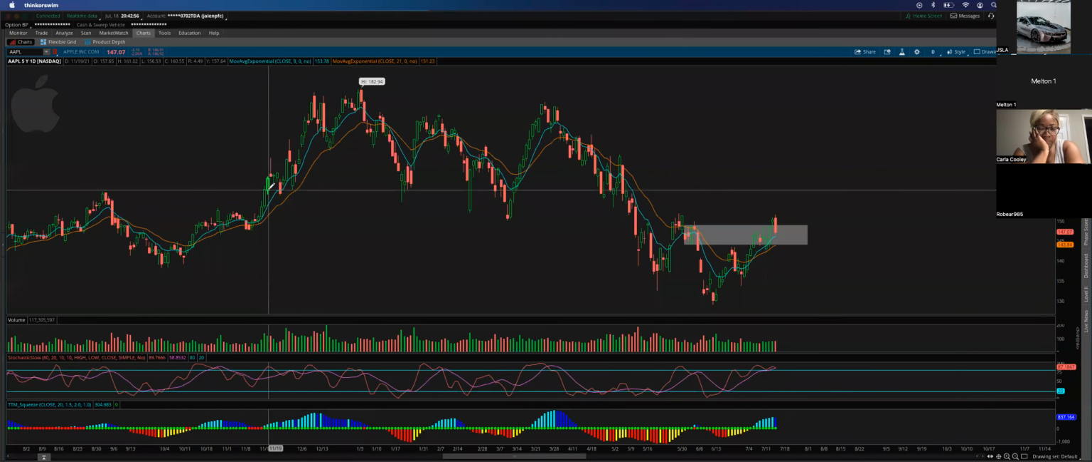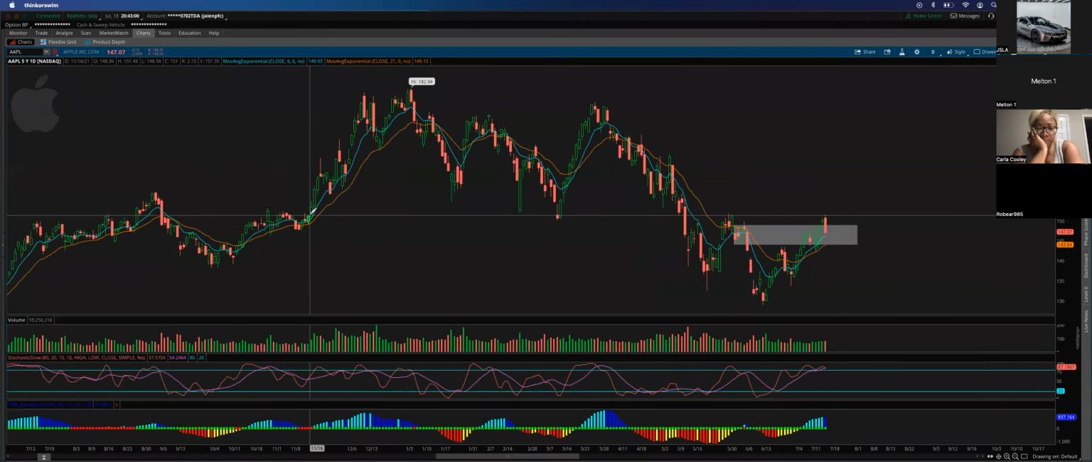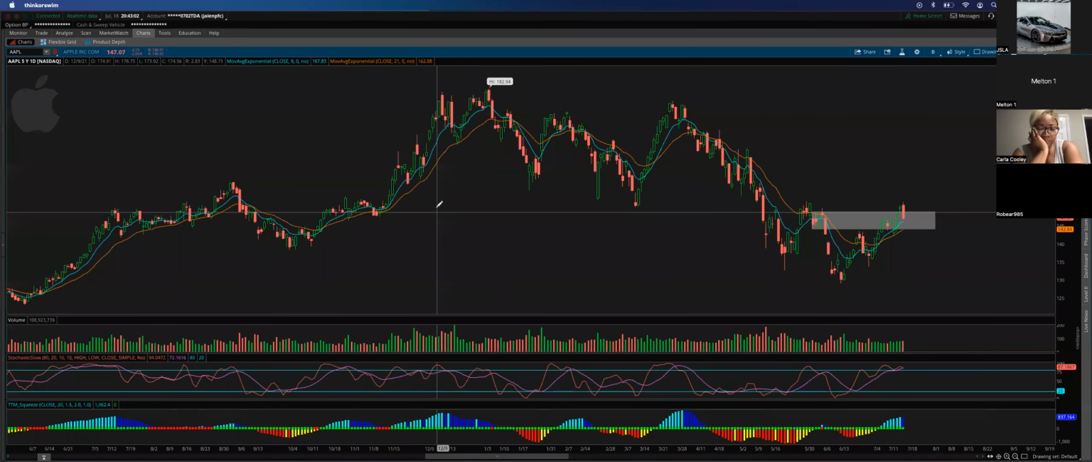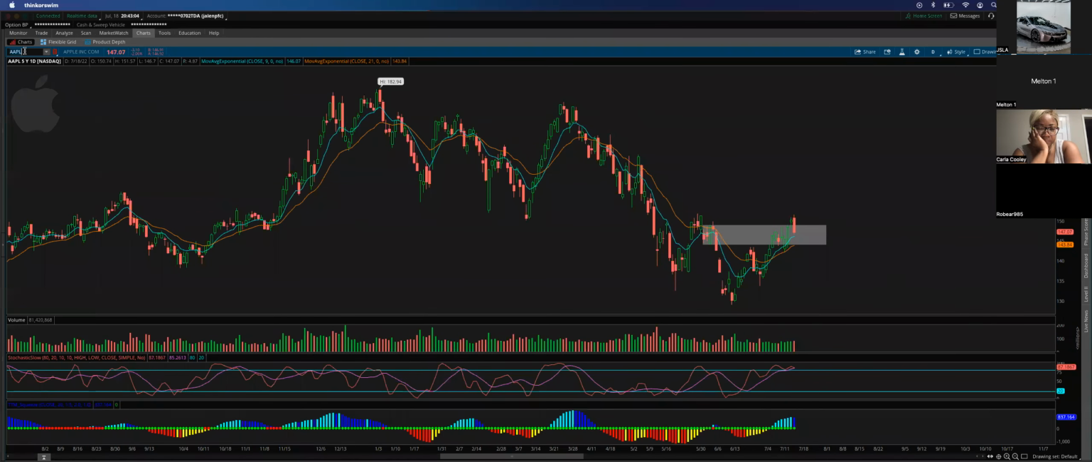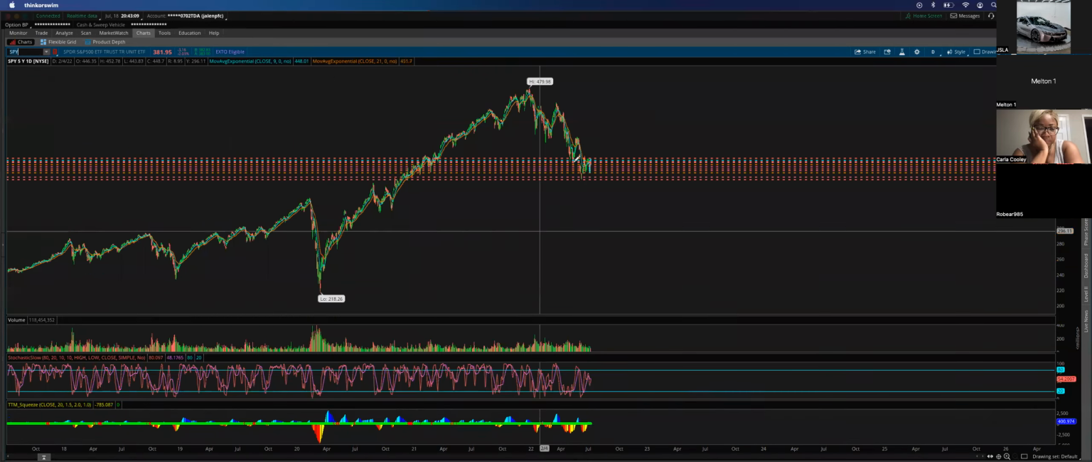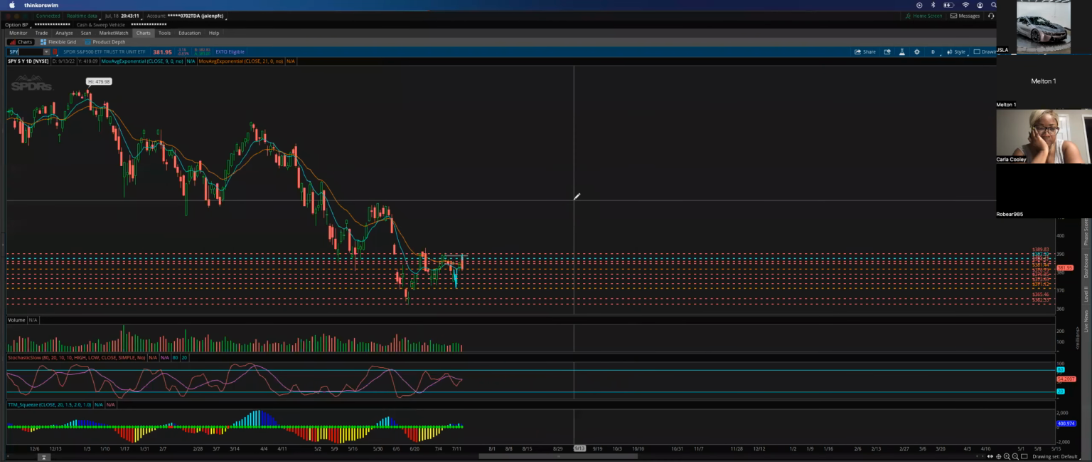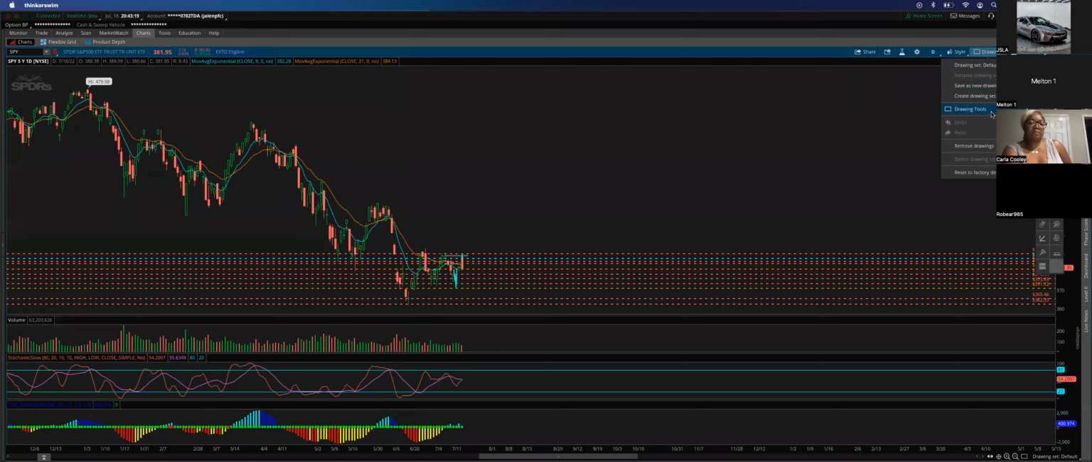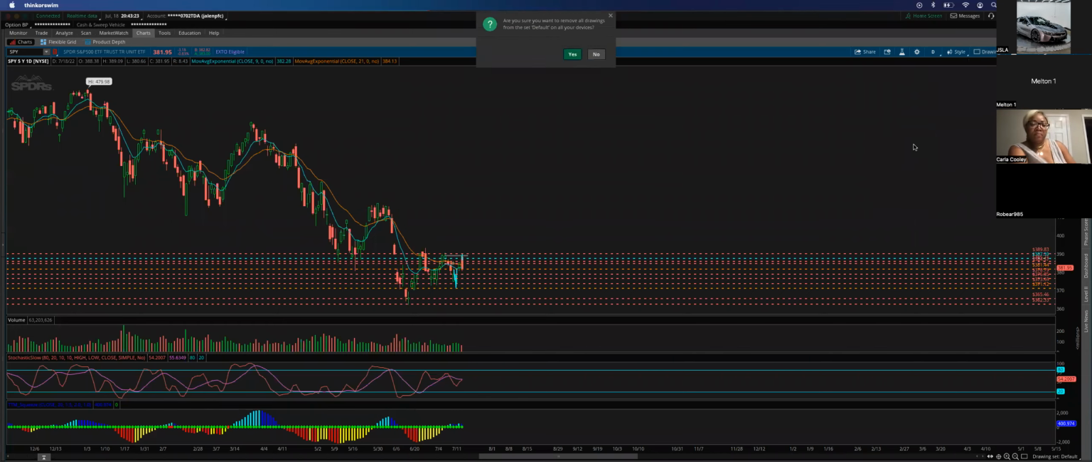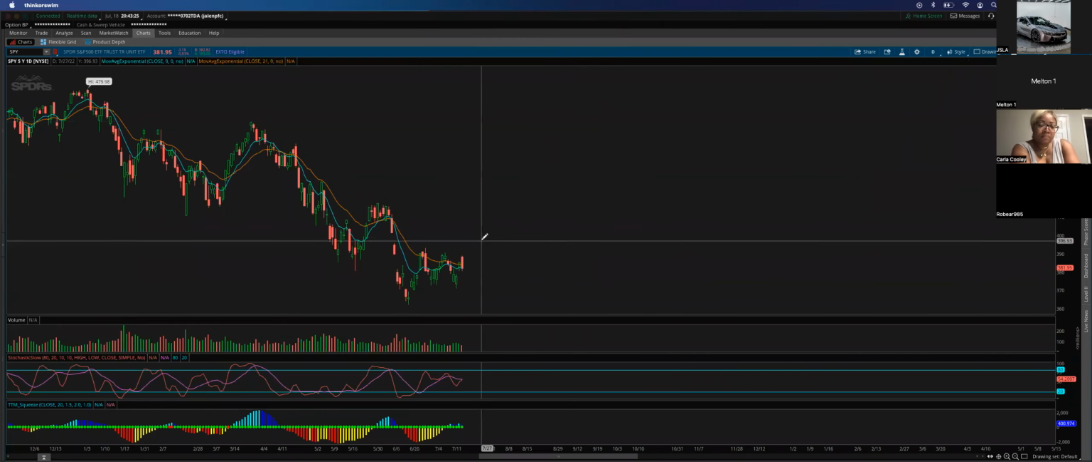So let's see. I'm trying to find y'all a good zone. We just haven't had any. It's been hard, but I'm trying to get y'all a good one. A lot of stocks are in the bearish engulfing right now. Tomorrow's going to be interesting with these earnings coming up.